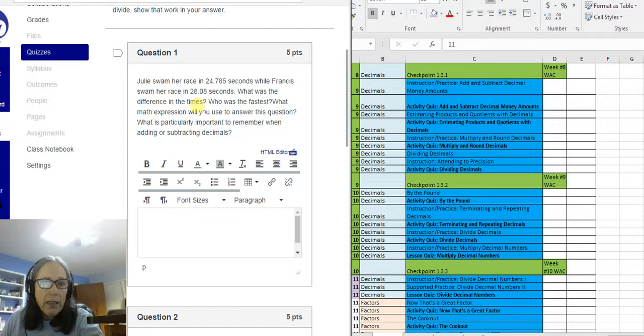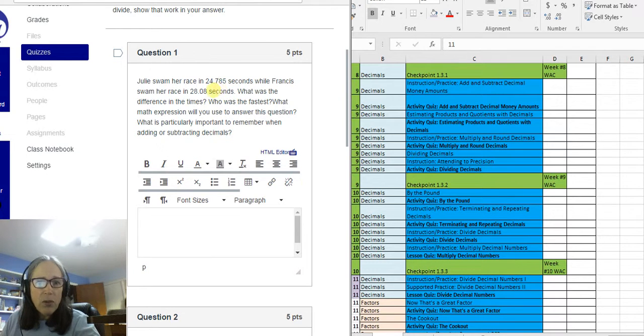If it's minus, if it's subtract, what do I subtract? And then you have to decide who was the fastest. Make sure you say either Julie was the fastest or Francis was the fastest, and write out the math expression. And tell me, what do you really need to remember when you're adding or subtracting decimals?